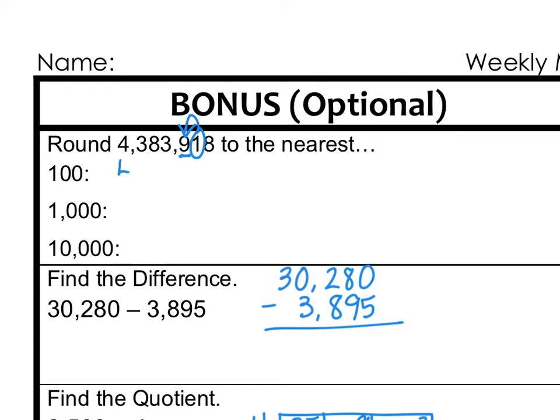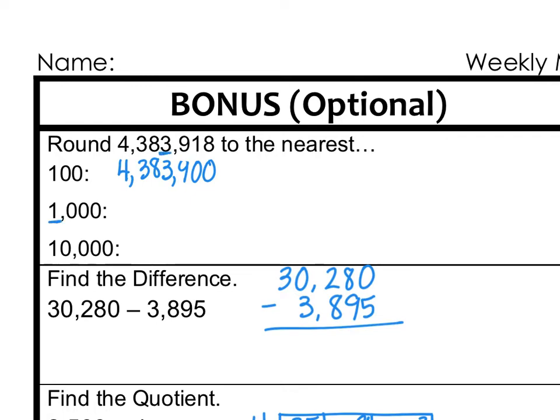We get to copy everything except when we get to the underlined digit, and then we stop because it might change. But 1 is not high enough to round it up. So our choices are go up or stay the same. We're just going to stay the same. This circle reminds me to turn everything else into zeros. So that's what it is. 4,383,900.